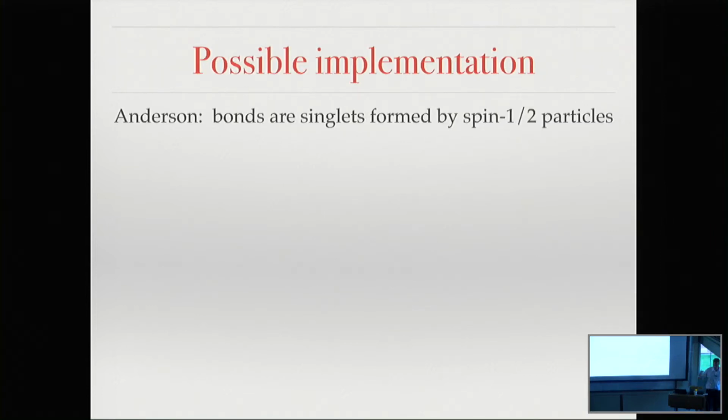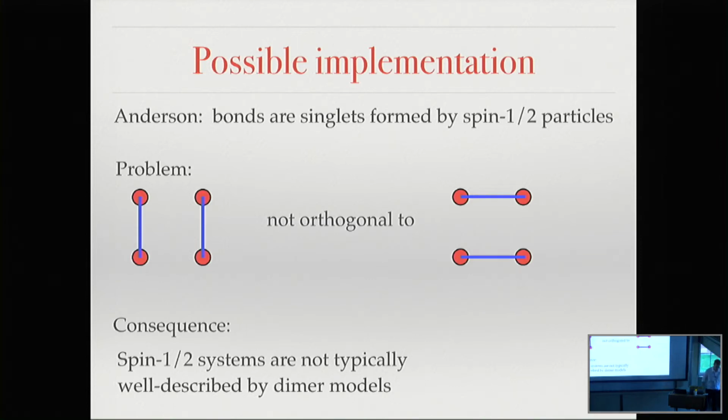If we go back to Anderson and think about these bonds as being formed by singlets of spin 1/2 particles, the problem is that, formally speaking, if I write down a state where I make singlets between these two sets of sites, and I write down another state where I make singlets between these two sets of sites, it turns out these aren't orthogonal. Right? They actually have a very large overlap, and I'll show you that in a second. And so that means that these Rokhsar-Kivelson dimer models are not really realizable in a nice way by spin 1/2s. Well, that's easy, you say. Let's go to a higher spin.